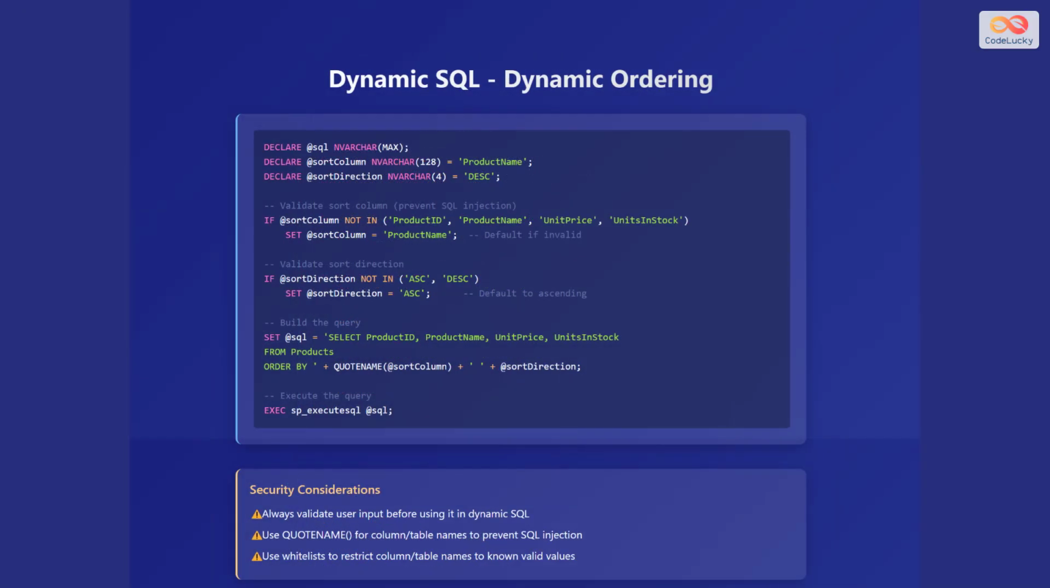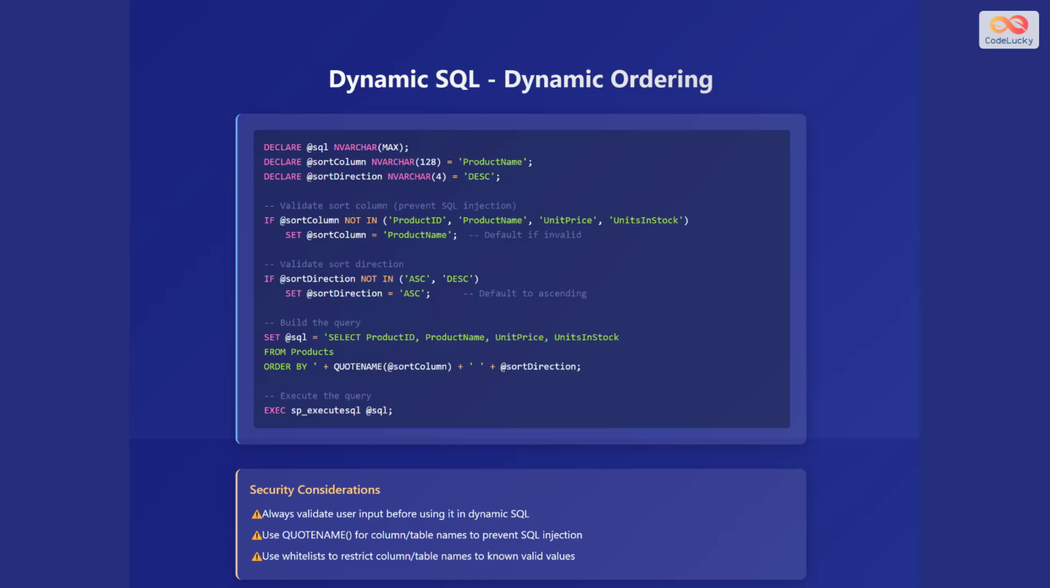Now let's explore dynamic ordering. In this scenario, we'll construct a SQL query that can dynamically sort the results based on user-specified columns and sort direction. Here's how it works. First, we declare the necessary variables, including the SQL query, sort column, and sort direction. Next, we validate the sort column to prevent SQL injection.